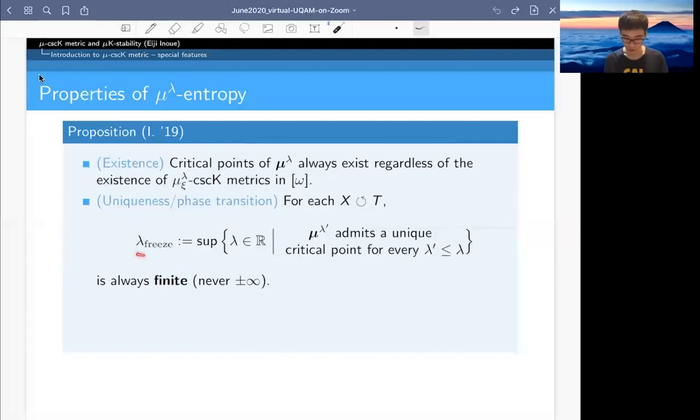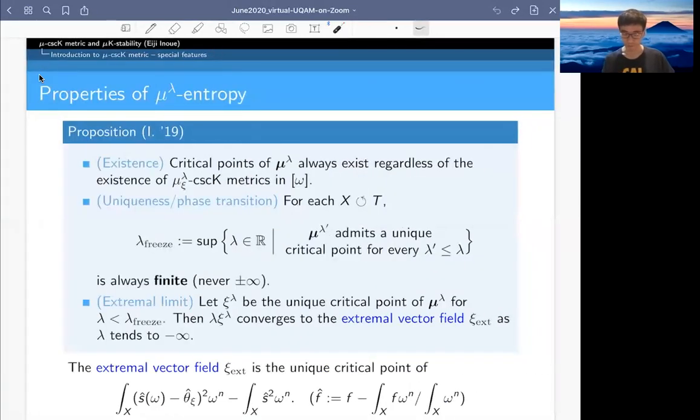So I put lambda freeze as this number. The statement is that if we put lambda freeze as the supremum of lambda such that mu lambda prime admits a unique critical point for every lambda prime no greater than lambda, then this lambda freeze is always finite. So it is never minus infinity or plus infinity. This is interesting because it implies that for sufficiently small lambda, there always exists a unique critical point of mu lambda. On the other hand, if we take sufficiently large lambda, then the critical points are always not unique.